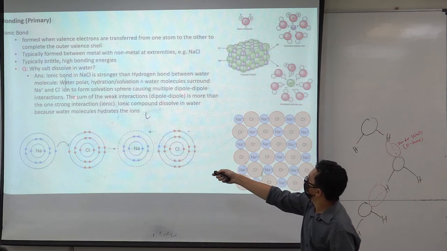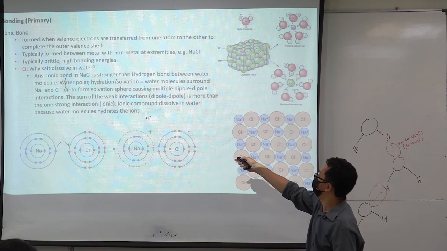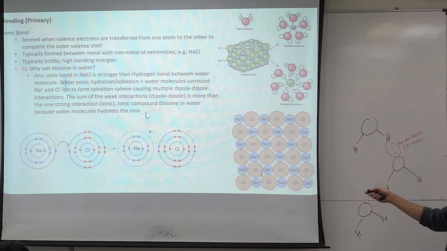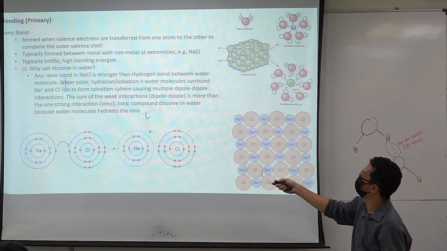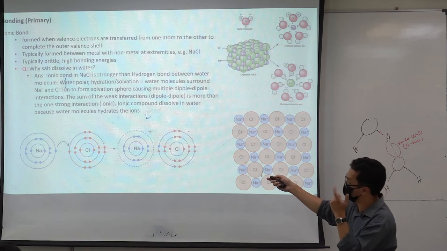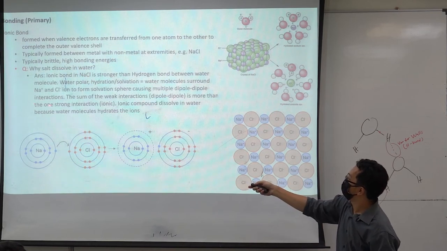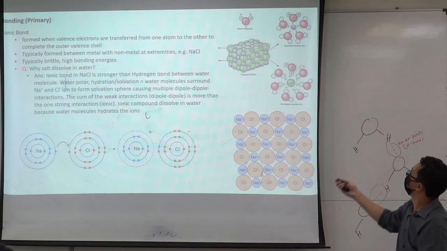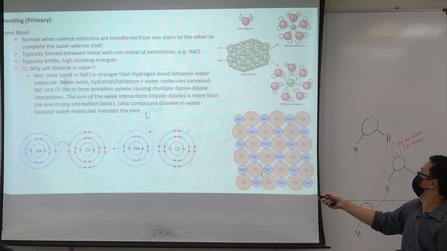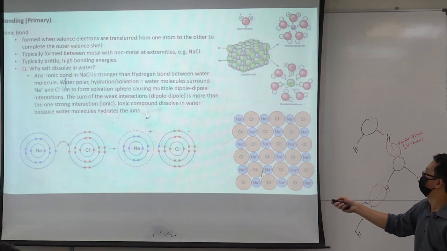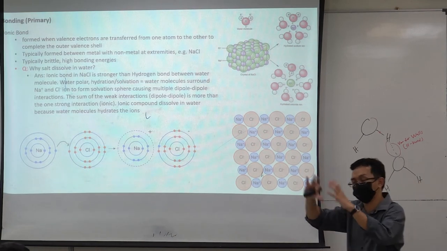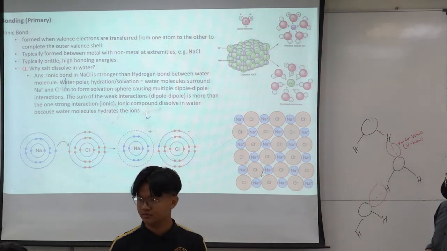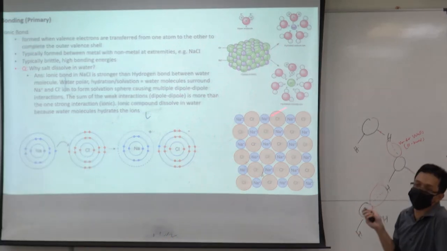So you can see here the sum of the weak interactions, dipole-dipole, which here is basically polar, different polarity. We will talk about it later in secondary bonding. The sum of the weak interactions, in this case the hydrogen bond, is more than the one strong ionic interaction. So a group conspires to break up this strong ionic bond. That's why ionic compounds dissolve in water: water molecules hydrate the ion, surrounding the salt like a bubble. So that is the ionic bond. Any questions on this? We're done with the ionic bond.